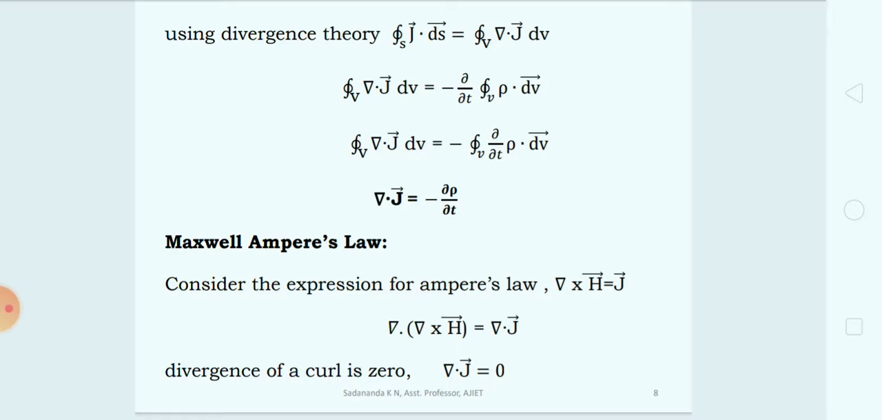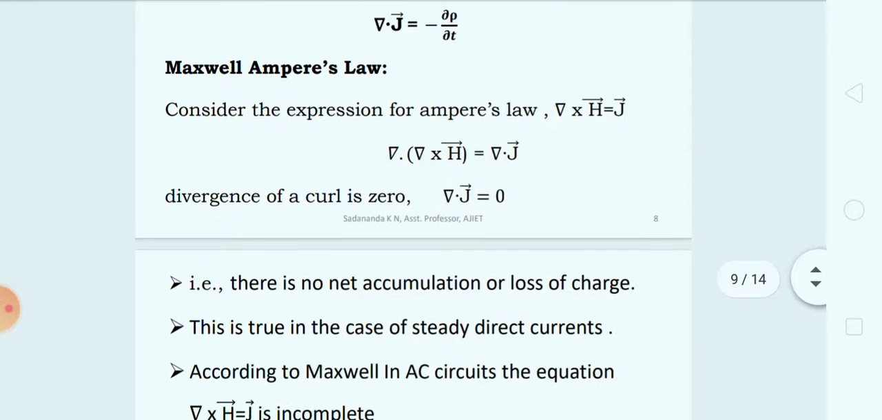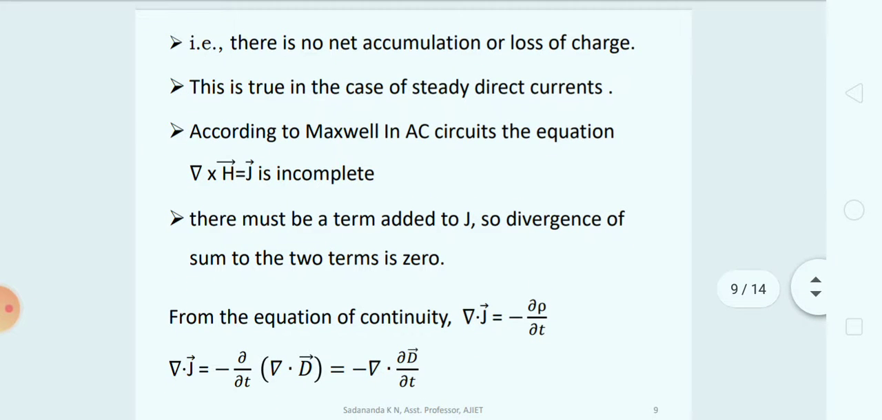Divergence of curl of vector H is always equal to 0. Why? Because the curling of a vector leaves no chance of diverging field lines. Therefore the divergence of curl of a vector H is equal to 0. In other words, divergence of J is equal to 0. This means that the divergence of current is 0, or there is no net accumulation or loss of charges, which means there are no sources or sinks of current.